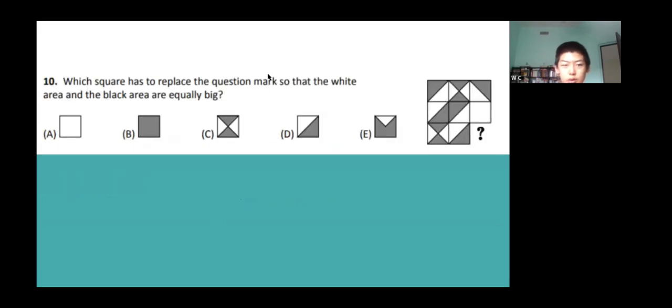Number 10. Which square has to replace the question mark so that the white area and the black area are equally big? I'll give you 3 minutes to think about this, and if you have the answer, please put it in the chat.